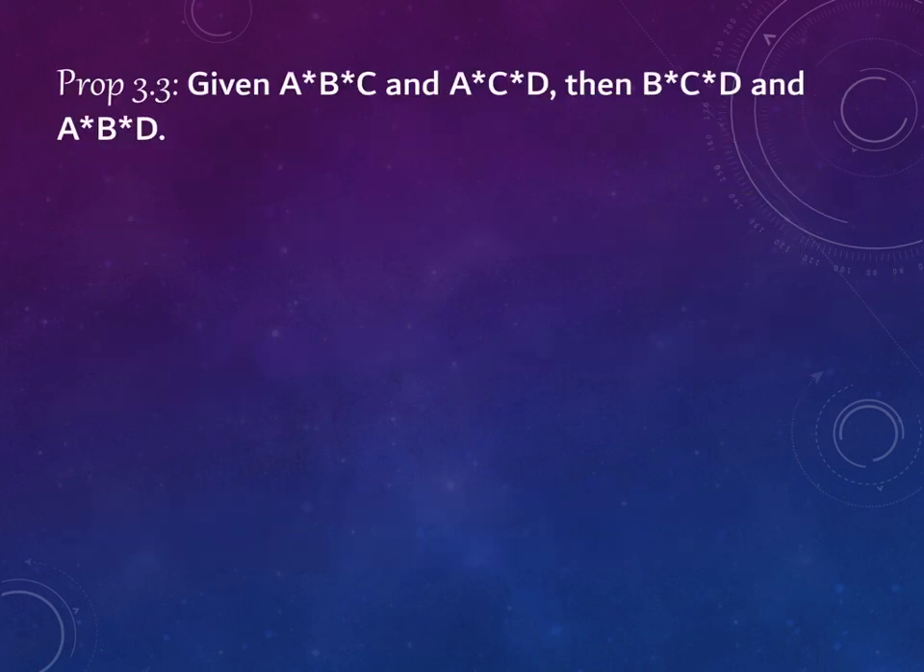Proposition 3.3 says the following. Given A star B star C, A star C star D, then B star C star D, and A star B star D. Just write it down, and then we'll do it with words.